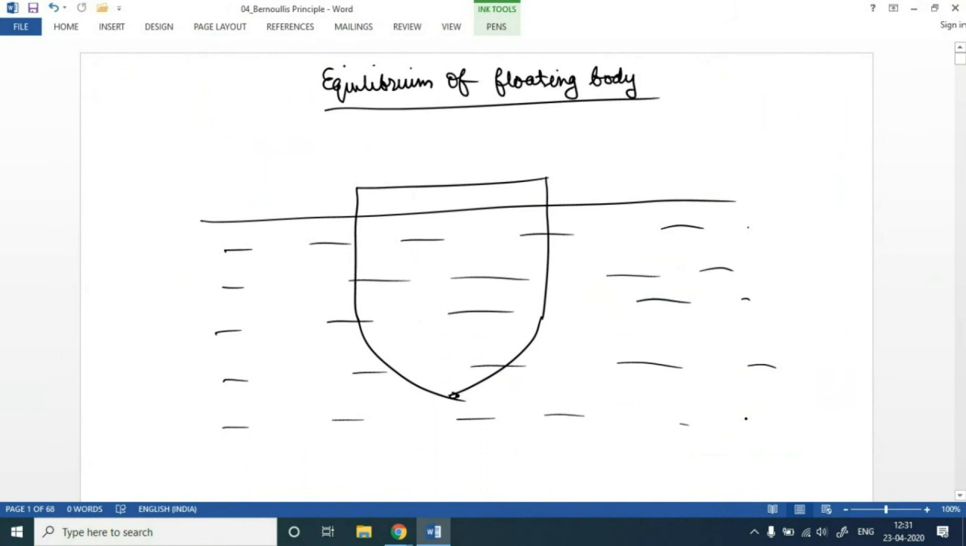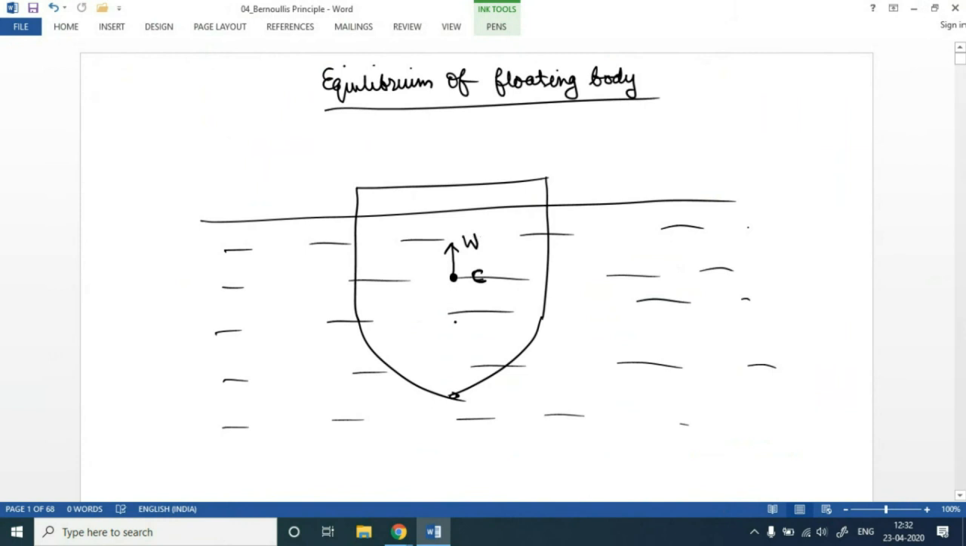When it is floating, we have already realized that it has to be in equilibrium. By equilibrium, we mean it would be in translational equilibrium as well as rotational equilibrium. So in order to establish that, let's try to draw the free body diagram of that body. There would be some center of gravity of this body. Let's say it is somewhere here, that is center of gravity. Effectively, its weight would be acting at the center of gravity.